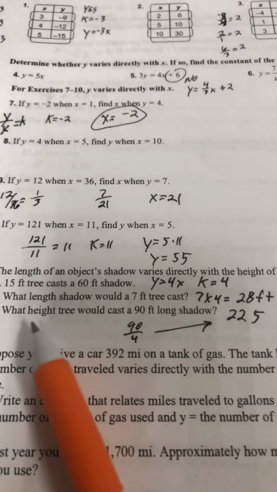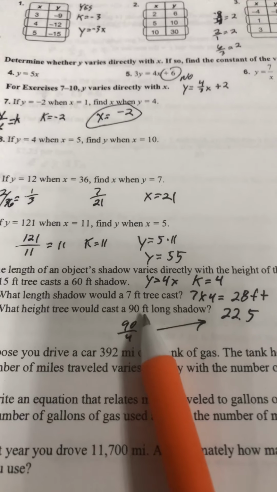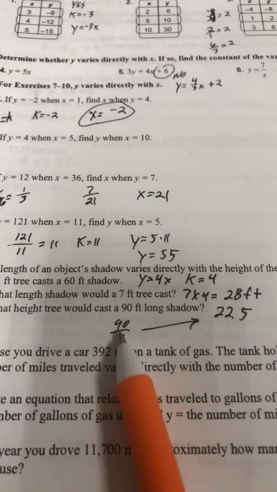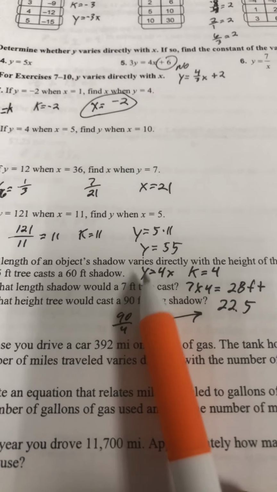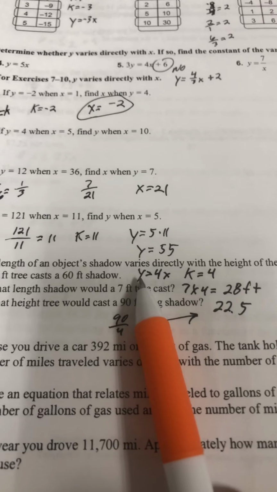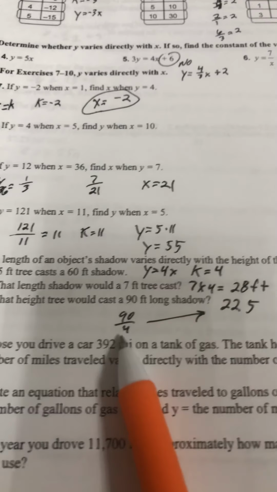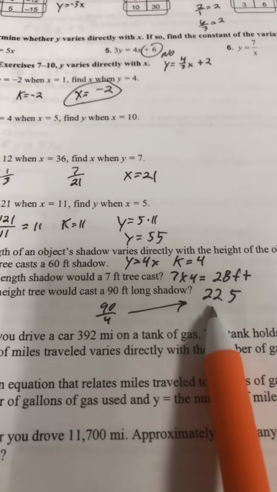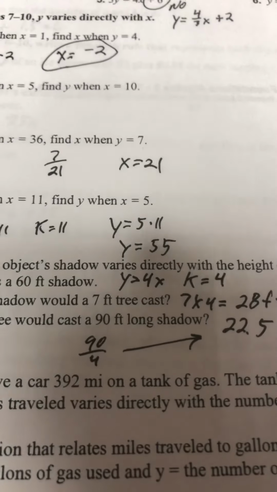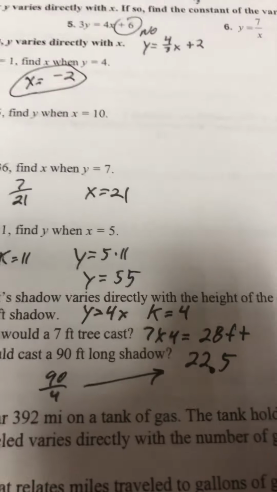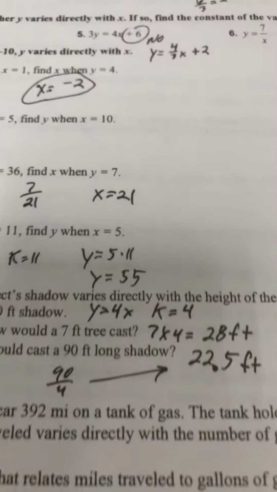Now going backwards, what height tree would cast a 90-foot shadow? So 90 would be y, I already know my y in this one. I want to find my x, so I divide both sides by 4. So 90 divided by 4 gives me 22 point something. If you can't see it, that's 22.5 feet tall tree.